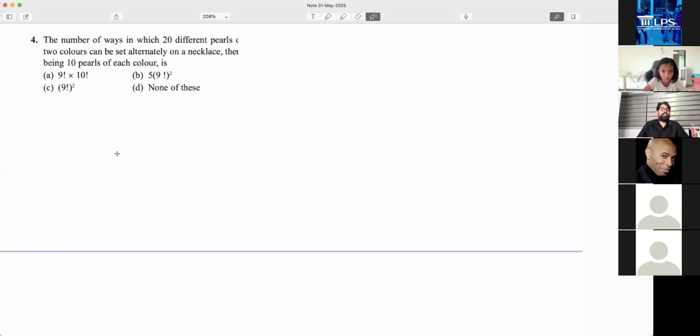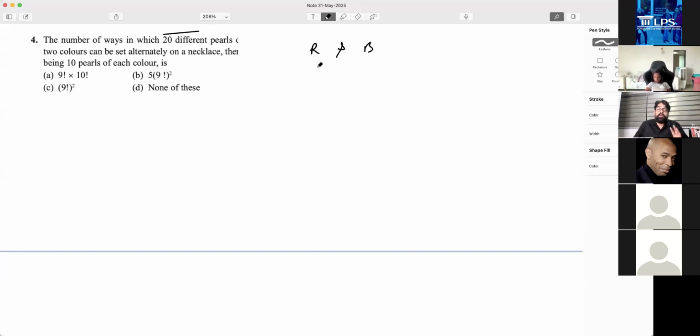Two colors can be set alternately on a necklace, with 10 pearls of each color. Okay, 20 different pearls are there. Two colors are to be set. The pearls are different, be clear. But there are only two colors. So first, let's say red and blue. Just assume red and blue. Red also has different pearls: R1, R2, R3 and so on up to R10. Like the first question which we discussed.